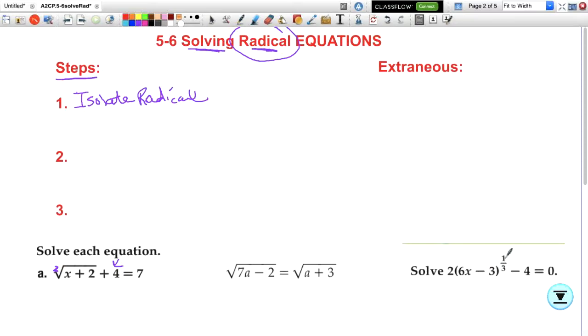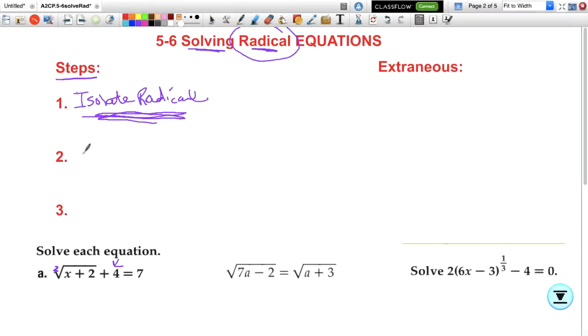Over here, again, once we figure some stuff out about this, we'll realize that we need to move over the negative 4 and divide by 2 to get our root alone here. So anyways, first steps first, isolate your radical by adding, subtracting, using inverse operations to get that root alone.